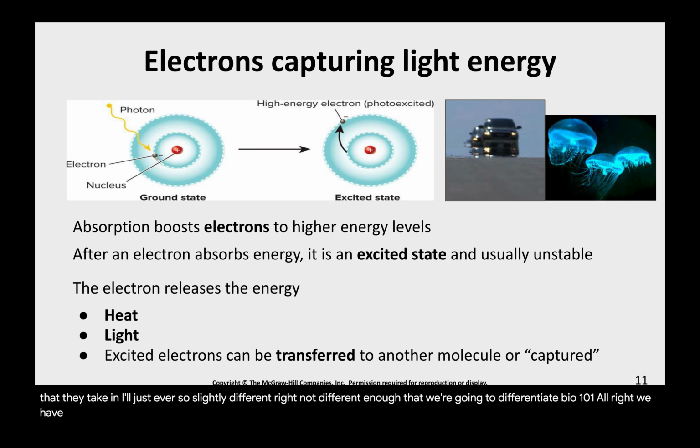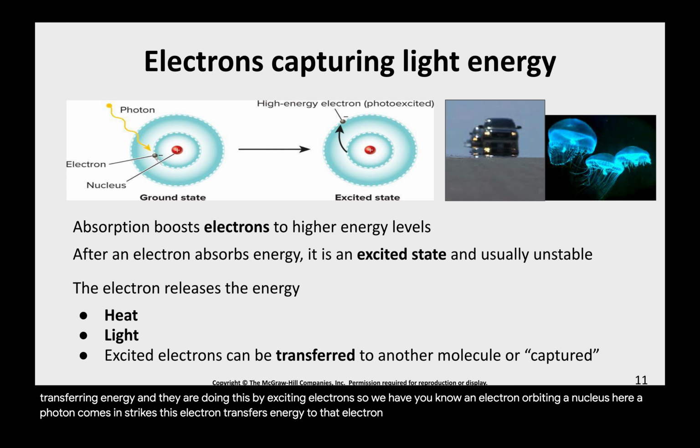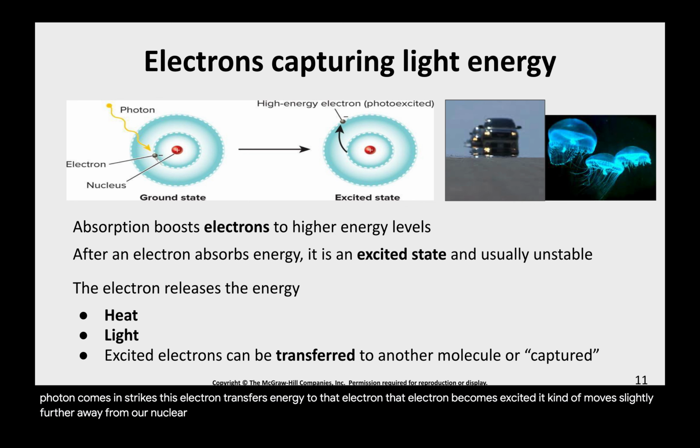All right, we have our pigments. They are capturing light energy from these photons that are being absorbed. When these photons are absorbed, they transfer energy by exciting electrons. So we have an electron orbiting a nucleus here. A photon comes in, strikes this electron, and transfers energy to that electron. That electron becomes excited; it moves slightly further away from our nucleus. It now contains energy.